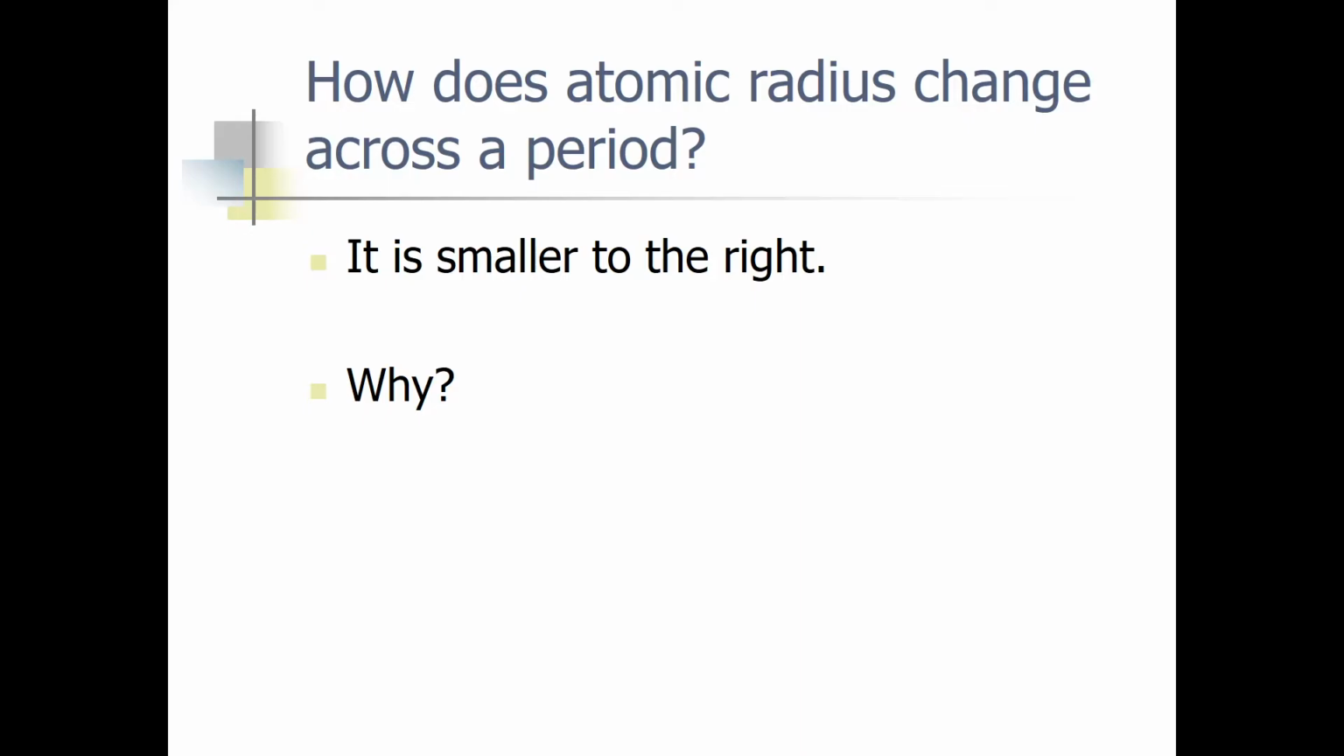So, we've already gone over this yesterday, going and deriving it. So, why is the atomic radius smaller as we go to the right? Why did the radius get smaller as we went to the right? Because it has more valence electrons. As we go to the right, the valence electrons increase.